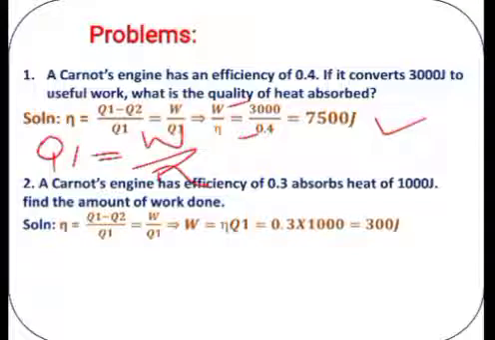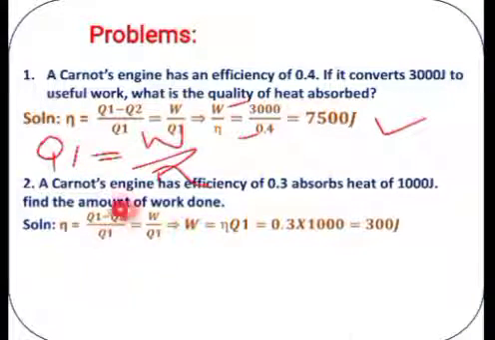Similarly, a similar type of problem here. Second one: a Carnot engine has an efficiency of 0.3, which means eta is given, and absorbs heat of 1000 joule. So here Q1 is given. Find the amount of work done. This is exactly the opposite of the previous problem. Here they have given the Q1 value and eta value. W is equal to how much, that we are going to search.